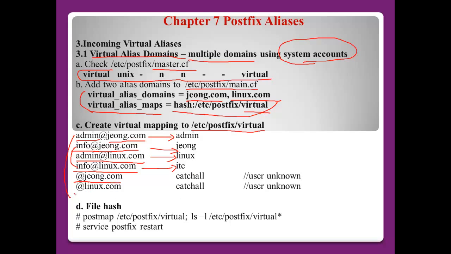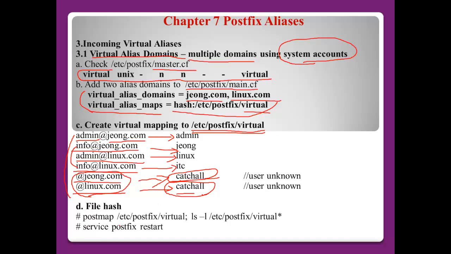And @john.com, @linux.com, the catch all. It means if someone tries to send to a user at john.com or linux.com, but this user is not defined in this file, in this case the sender will receive user unknown. So to prevent this kind of situation, we can use this kind of username. So if someone sends to a user who is not defined in this file, then this mail will always be forwarded to this user, the catch all.